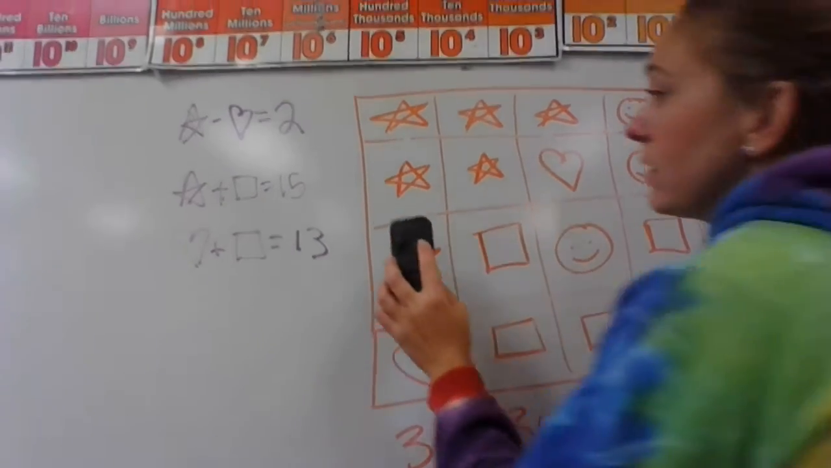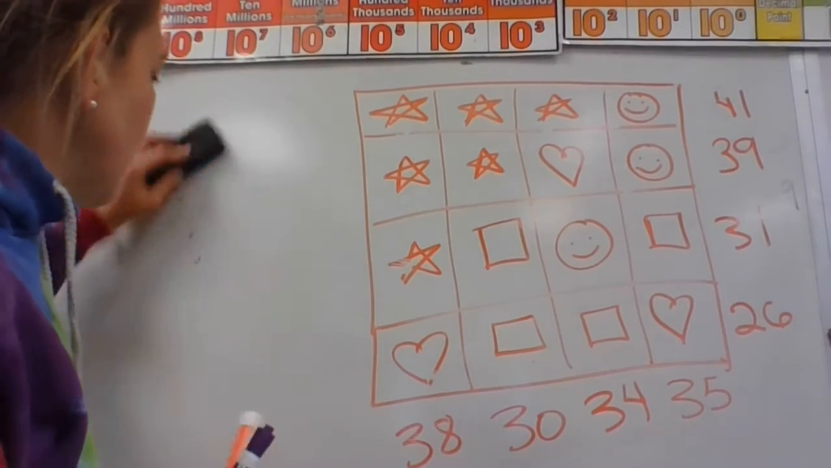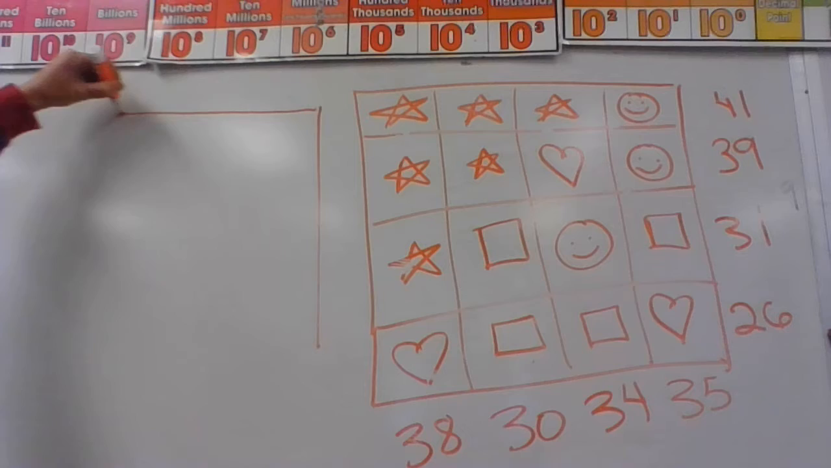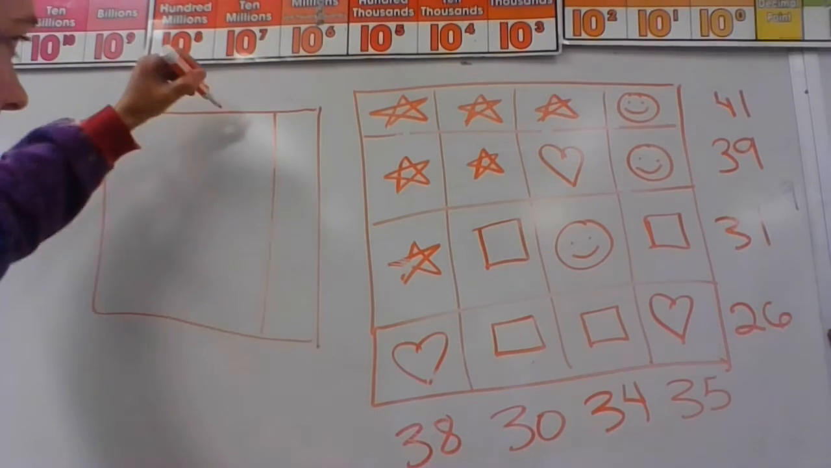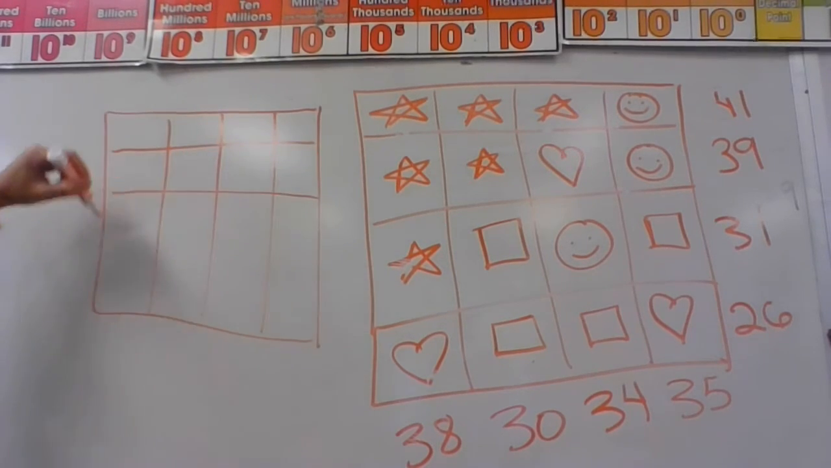I'll put it over here. Dang it, I'm gonna have to erase this. Okay, so then I drew on my other one, I drew another box, and I just left it blank spaces. 1, 2, 3, 1, 2, 3.